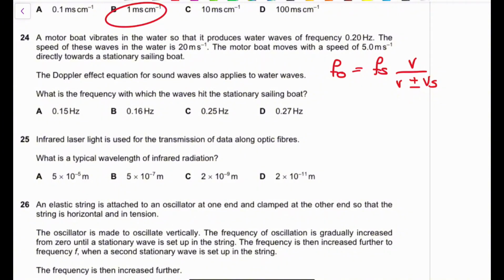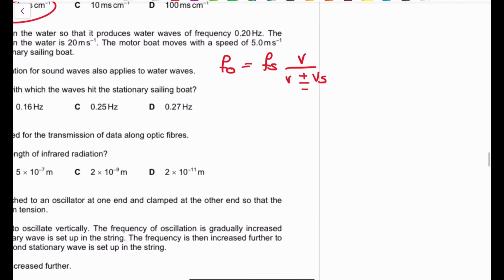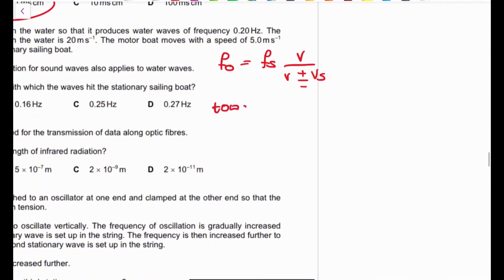And you're going to need one particular keyword that's going to determine if it's plus or minus. This word: directly towards a stationary observer. Whenever it moves directly towards a stationary observer, you're going to subtract. Why? Because the frequency is going to increase. For this whole thing to increase, we need the denominator to be as small as possible so that we get a very big value that we multiply by fs and get a bigger frequency, right? But just know that whenever you move towards something, it's v minus vs. Whenever you move away, it's going to be v plus vs.